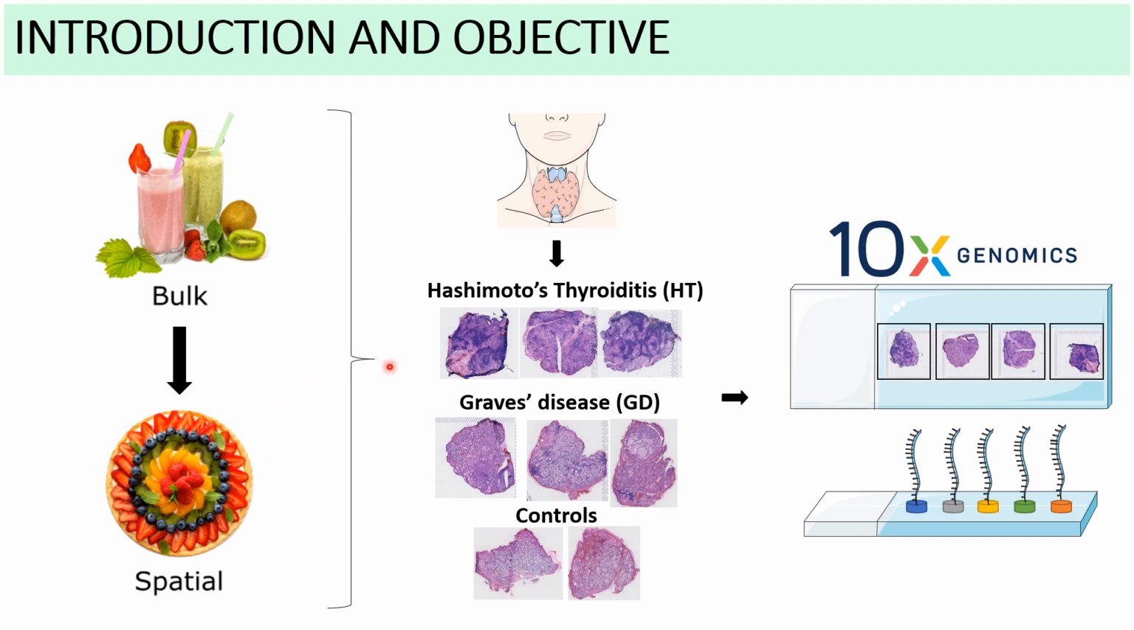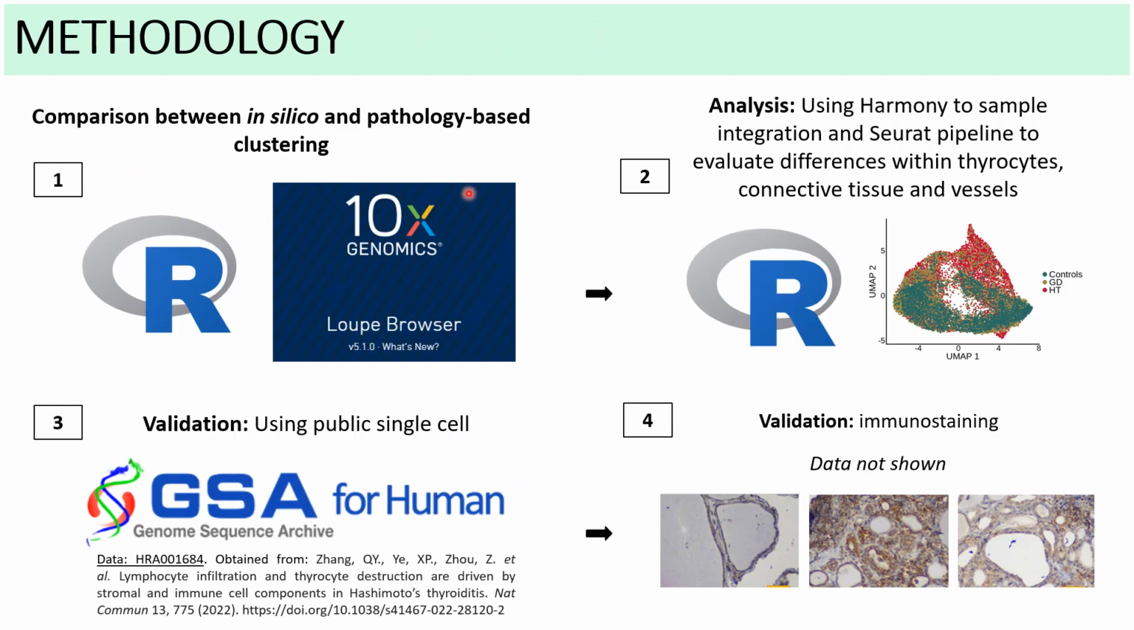We applied this problem inside the context of autoimmune thyroid diseases, Hashimoto's thyroiditis and Graves' disease, compared to controls. We used 10x Genomics technology for that aim. First of all, we compared in silico clustering versus pathology-based. In the second step, we used Harmony to integrate samples and a pipeline to evaluate differences within thyrocytes, connective tissue, and vessels among conditions. In the third step, we validated these results using a public single cell dataset from Hashimoto's thyroiditis samples, and finally we validated by immunostaining, but these data were not shown.